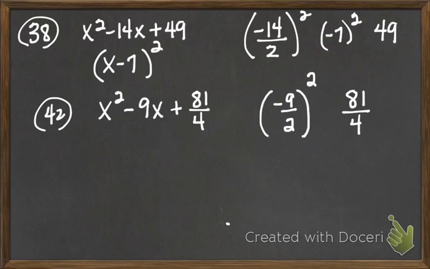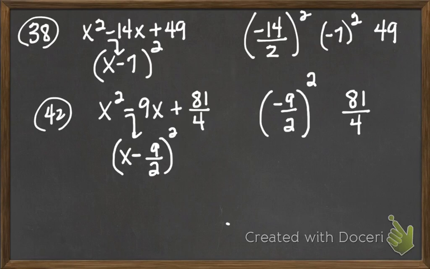Okay? Now, this will factor into a binomial squared. So the square root of x squared is x. The square root of 81 over 4 is 9 over 2. If you put it into a decimal, you can't find the square root of it just by looking at it. And then the sign is going to be minus, because you're always going to bring that sign down.